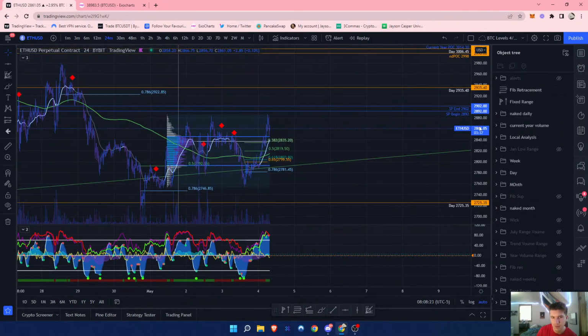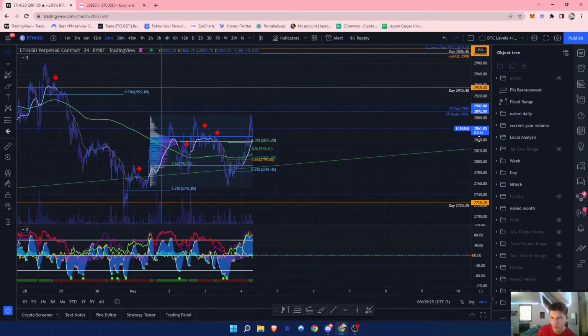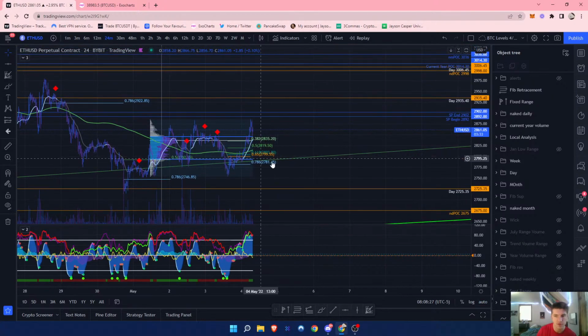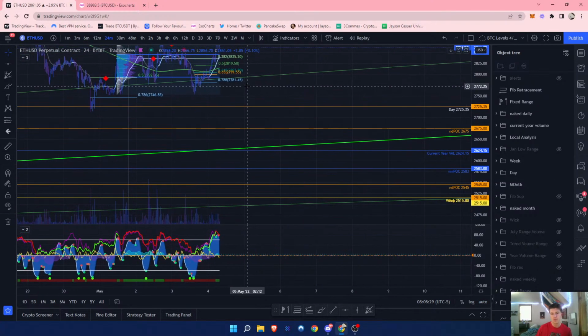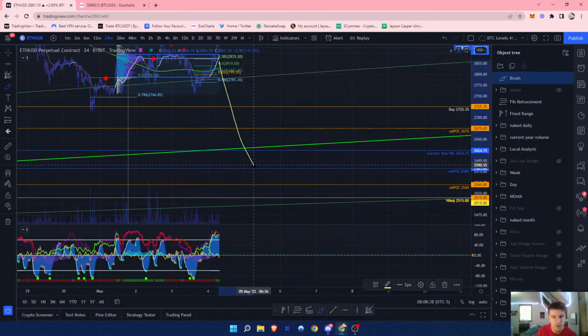So yeah, we'll look for some nice longs to take if we lose these current supports. I'm really eyeballing this naked monthly point of control right here. So we'll dump down, get a move up from right here.